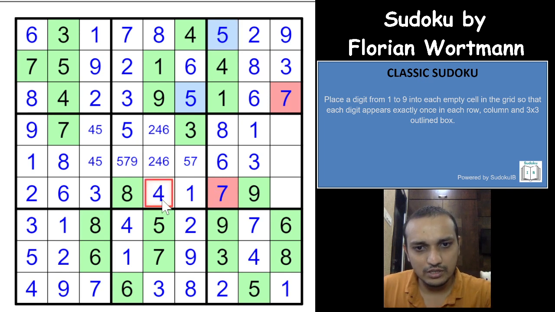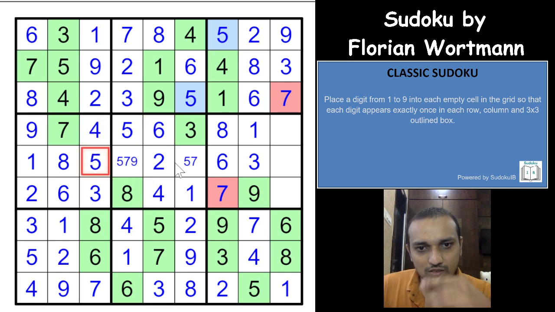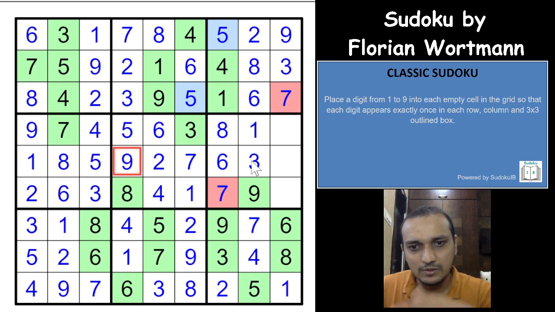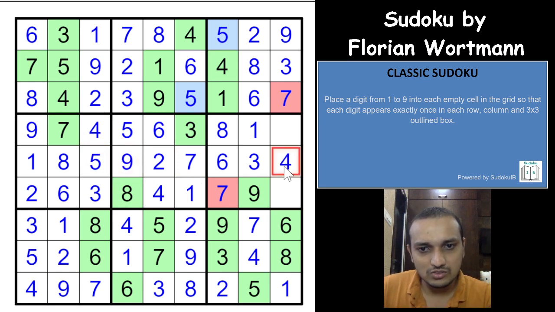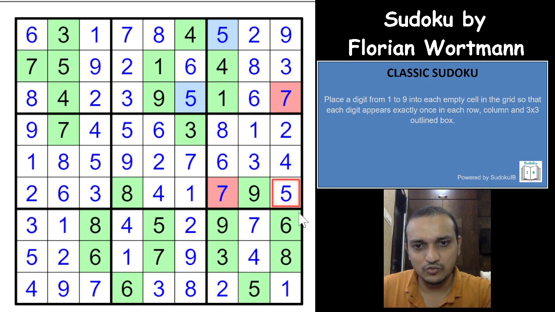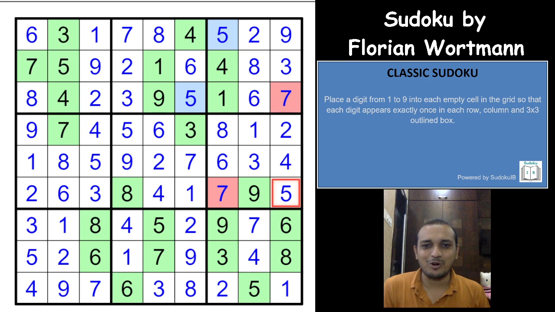And this is 4 here, 2 and 6. So this is 2, this is 6, this is 4, this is 5, this is 7, this is 9, and this is 4, and 2 and 5. So this is 2 and this is 5. And with that we complete this gorgeous, excellent Sudoku by Florian Wortmann.